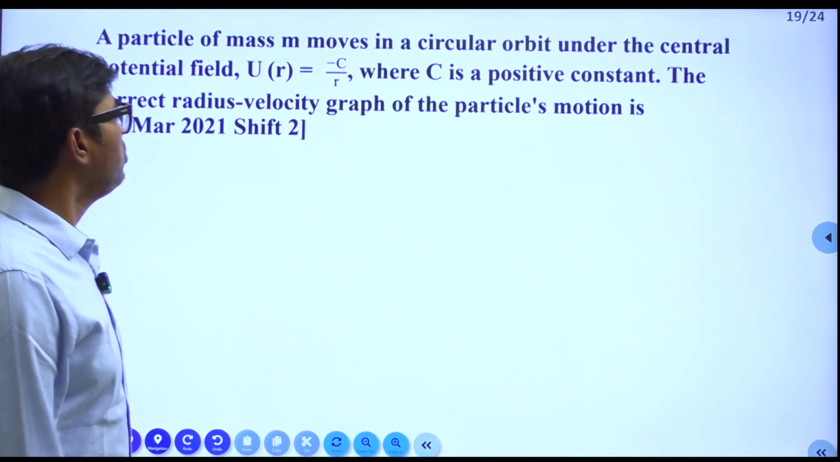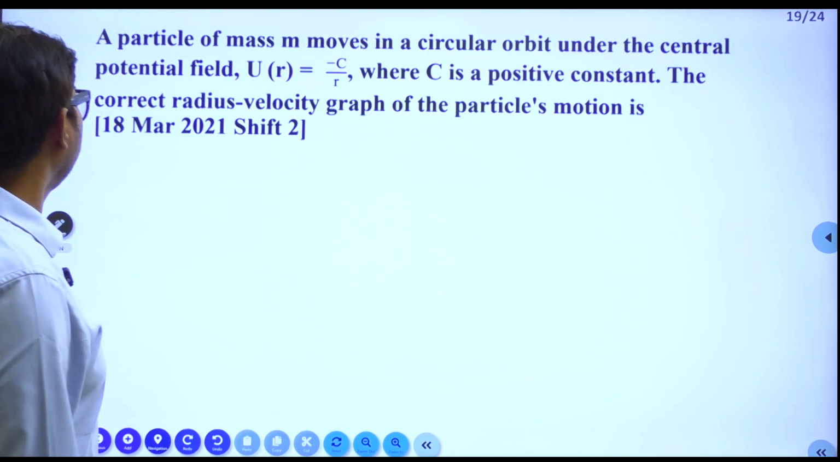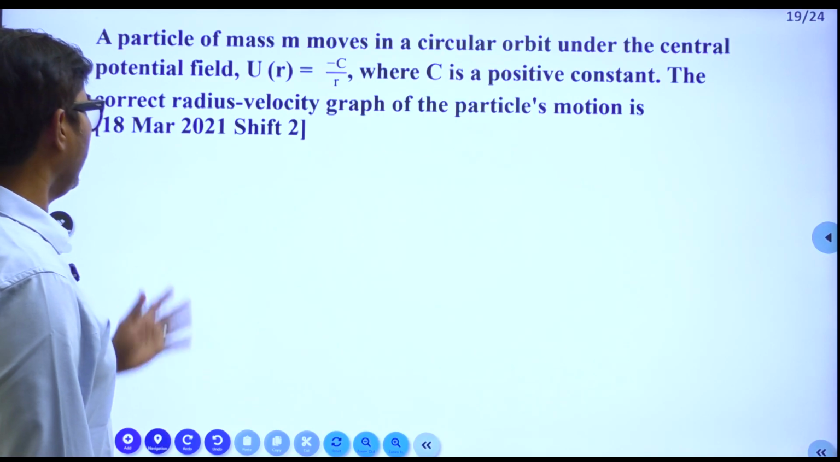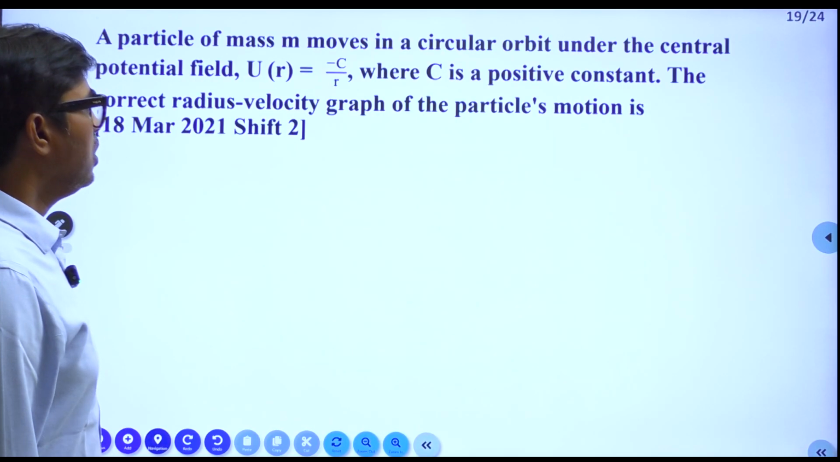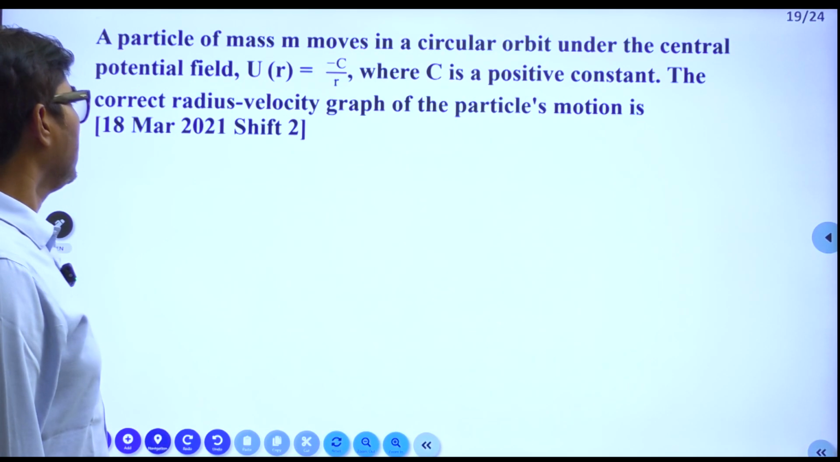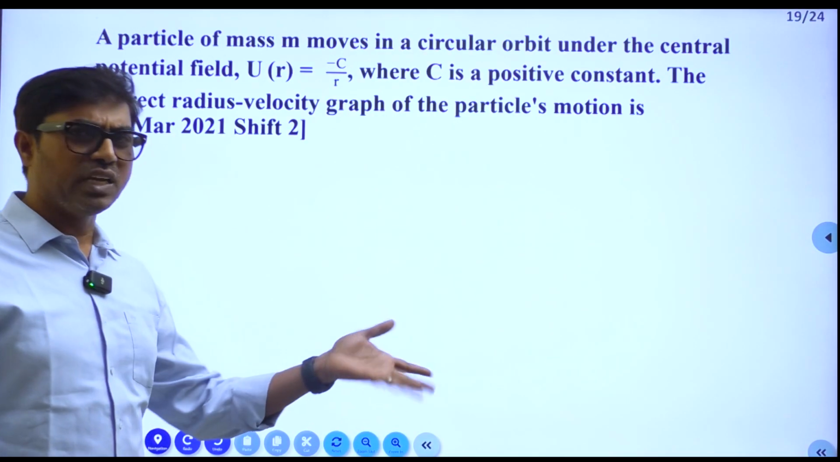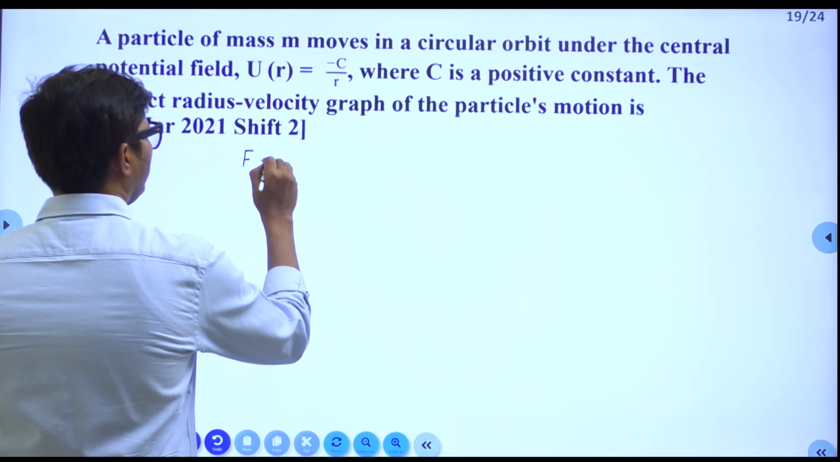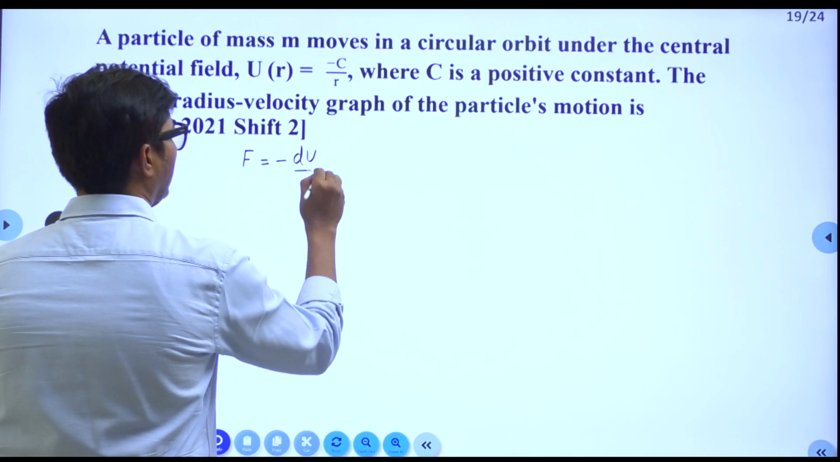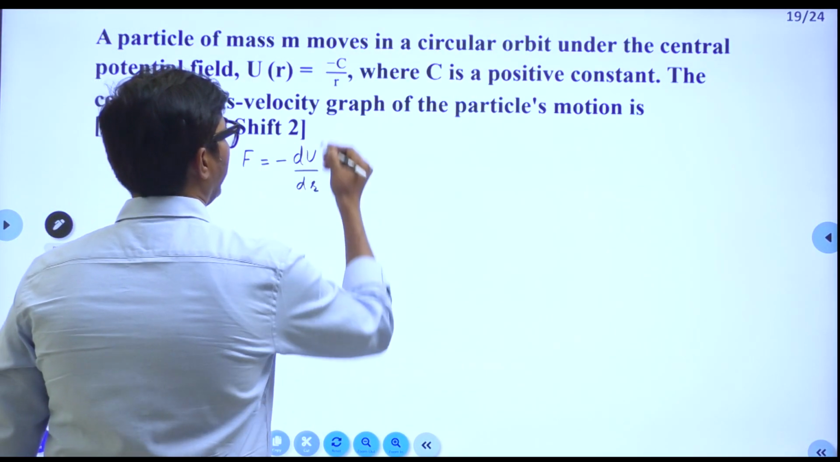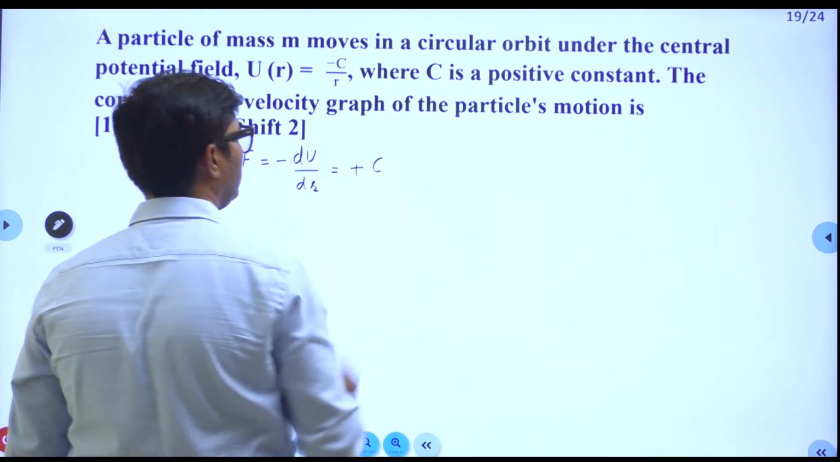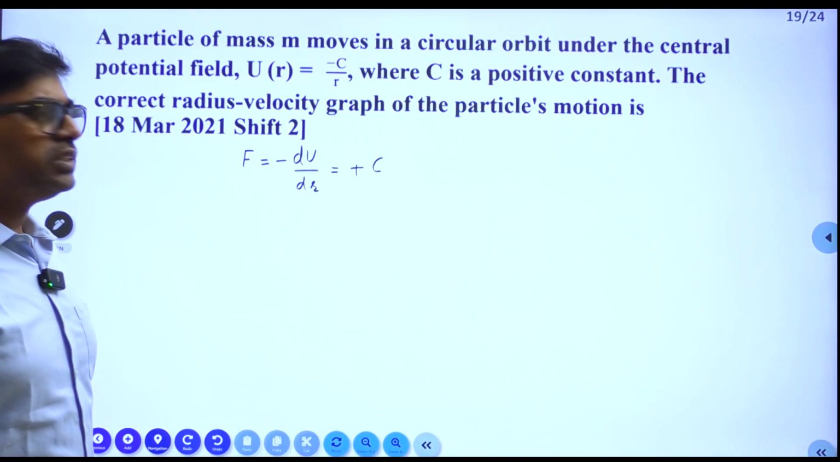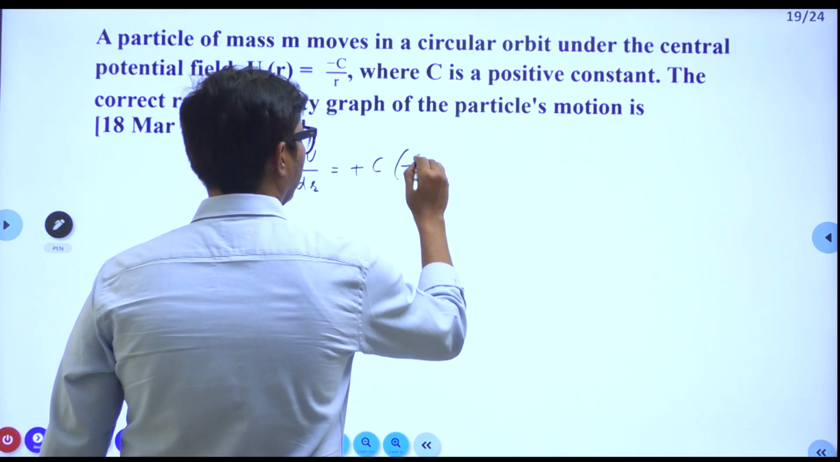A particle of mass m moves in a circular orbit under the central potential energy field U = -C/r, where C is a positive constant. Then the correct radius-velocity graph is? The graph is not mentioned, we can draw it, not a problem. So we have the potential energy. We know that force F = -dU/dr, so minus of minus C into the differentiation of 1/r, which is minus 1/r squared.